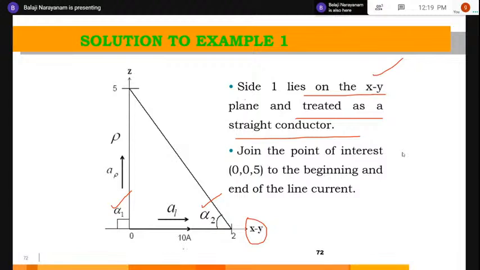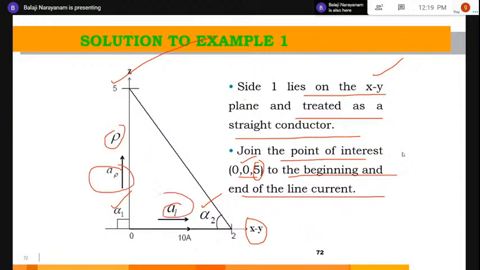Join the point of interest 0, 0, 5, where we are asked to find the field. It is a clear indication the point must be on the Z axis, as only the Z coordinate 5 exists. So this is the beginning and the end of the line current, and it is taken along the rho direction. A rho is the unit vector along that. AL is the unit vector along the length, and alpha 2 is the angle subtended at the point where we want to find the magnetic field intensity.